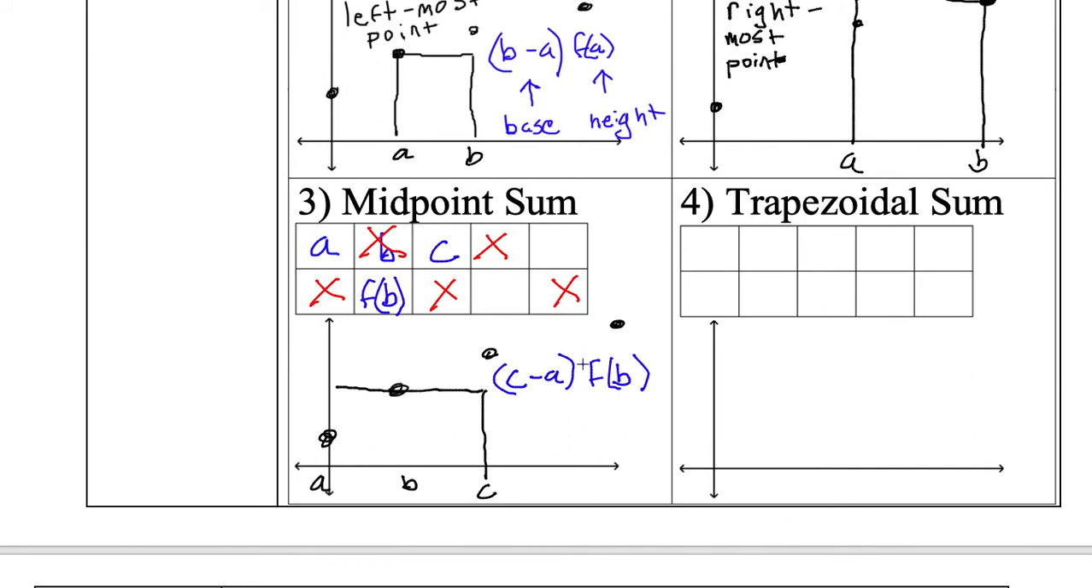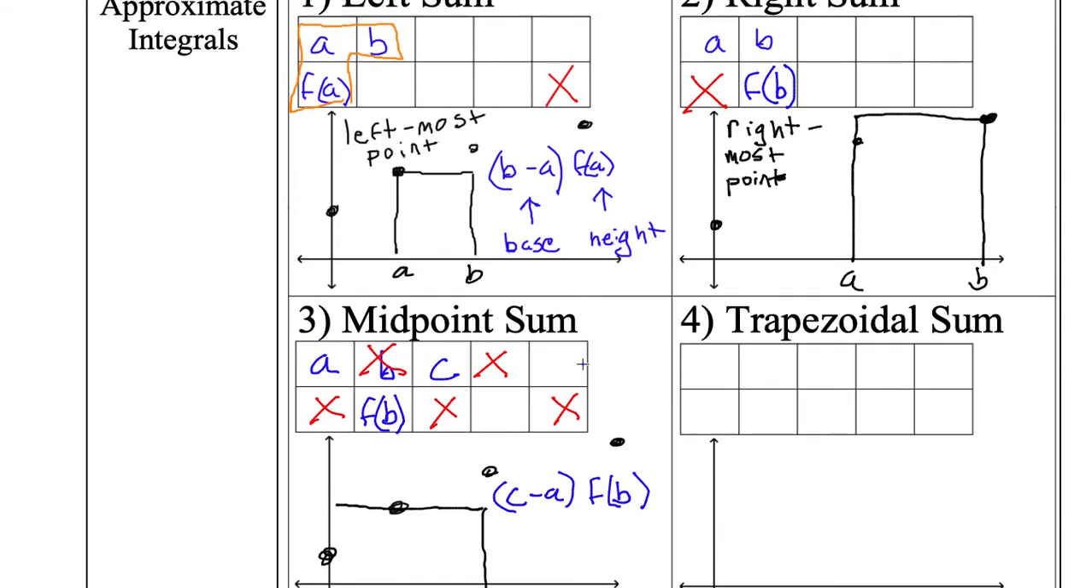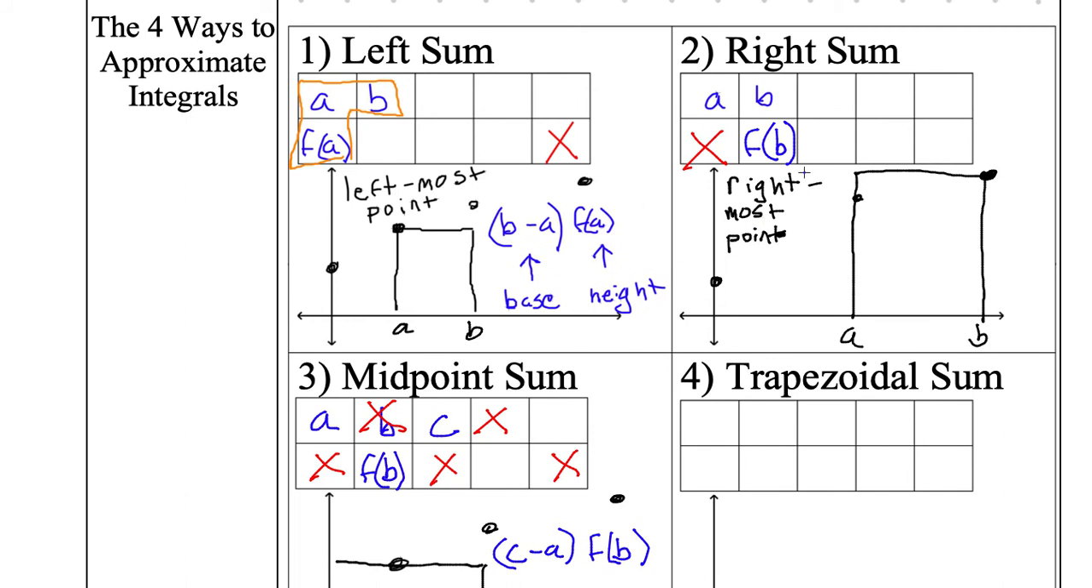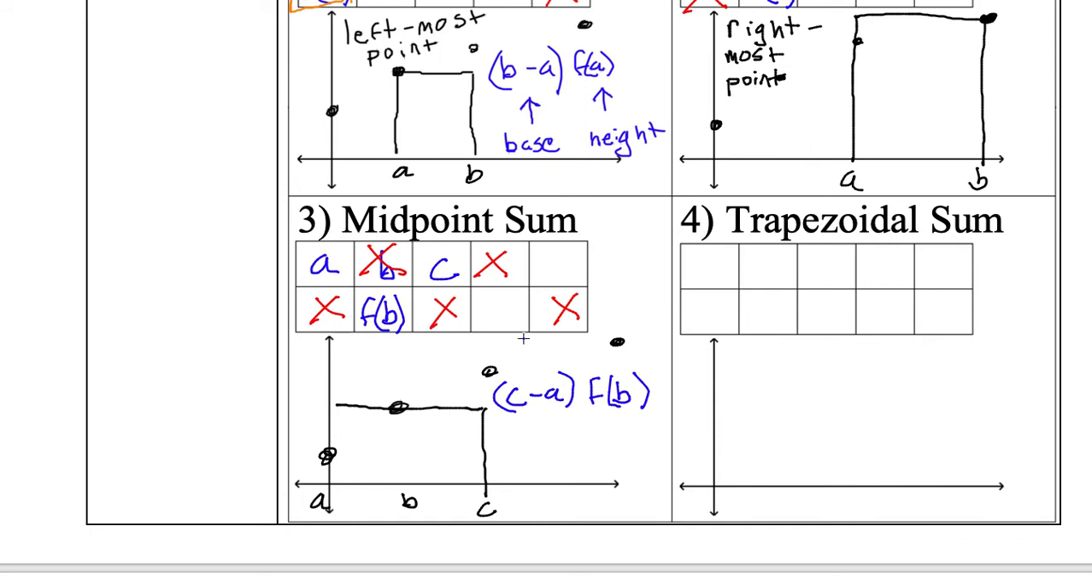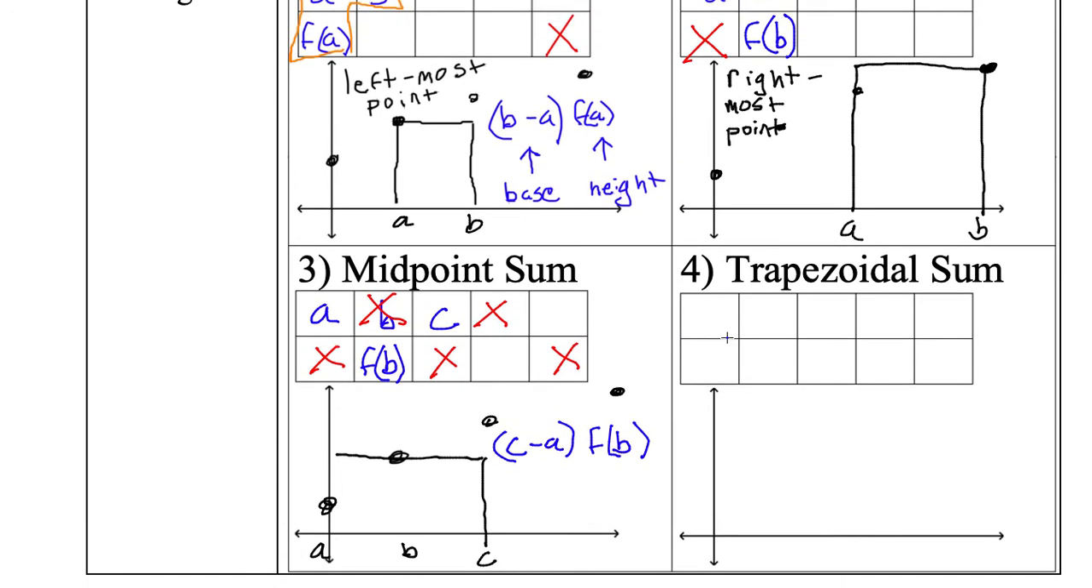So now it's time for the infamous trapezoidal sum. These all happen roughly equally. I would say left and right sums happen a little bit more frequently than the others, but they're pretty much all equal. I would say maybe the least popular is midpoint sum. But yeah, know all these pretty well.